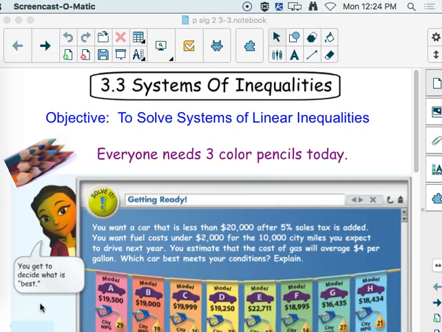So there really isn't new learning today, just a new way of thinking about where our solutions are going to be at. So our objective is to solve systems of linear inequalities. Like I said, at least 3, your pencil and then a couple colored pencils, that type of thing.